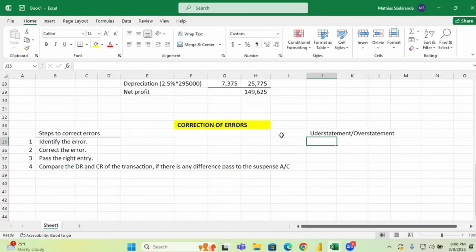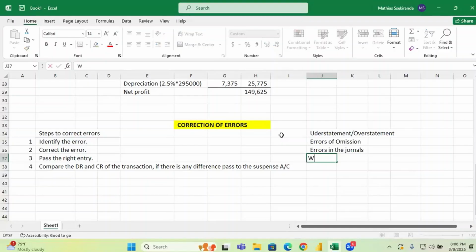Then we have errors of omission. Then we have errors committed in the journals. Errors in the journals. And then lastly, we have, how can I state it? Where a single entry was made. Okay.